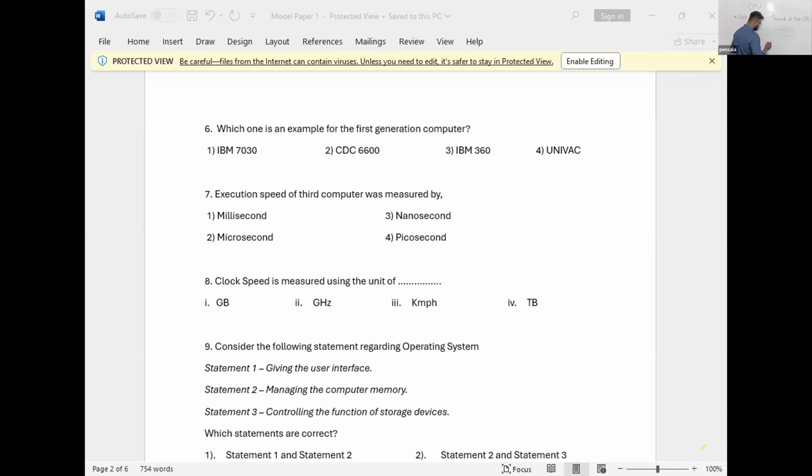So the speed is hertz. Capital H, simple, hertz, right? Wait, I'll change the markup in hertz, right? So if you can't see, this is number of instructions executed in a second. So that is the clock speed, right? So we measure the clock speed in hertz. We use hertz to measure this, right?